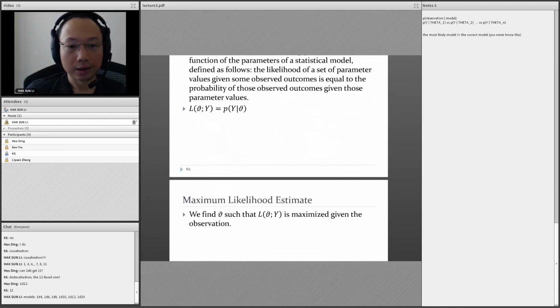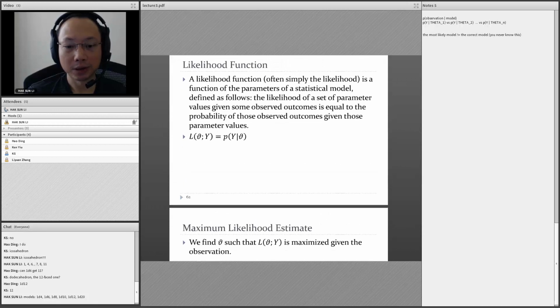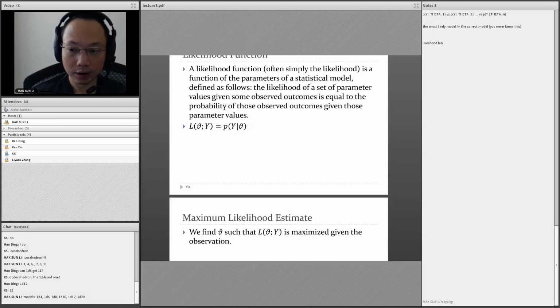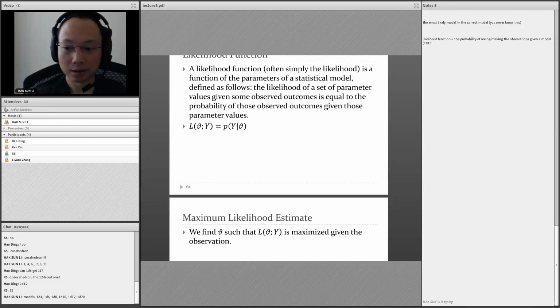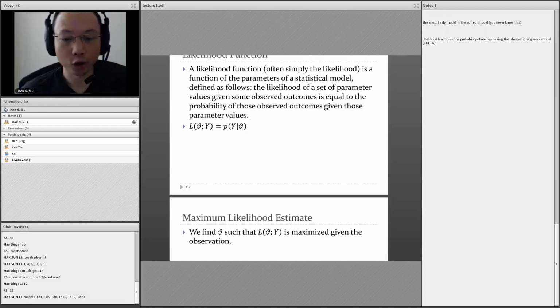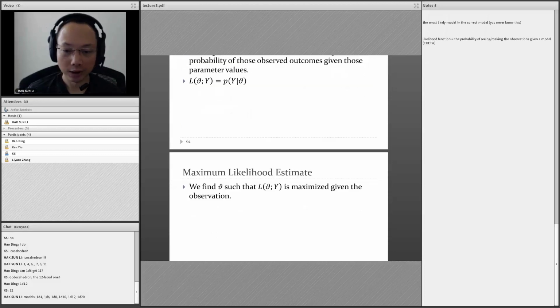So, given the maximum likelihood principle, what you can do is write down the likelihood function. The likelihood function is just the probability of making the observations given a model, or given a parameter set theta. Then it becomes a very well-defined mathematical problem: you just maximize over theta with respect to this likelihood function.